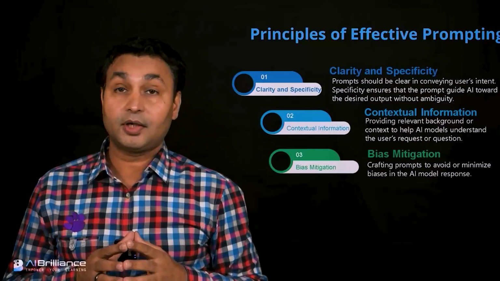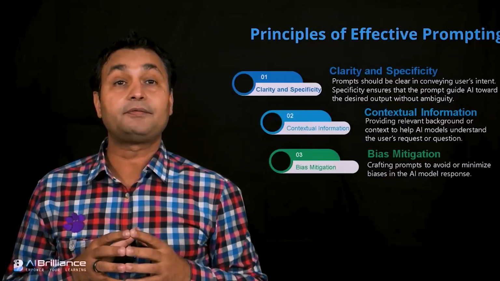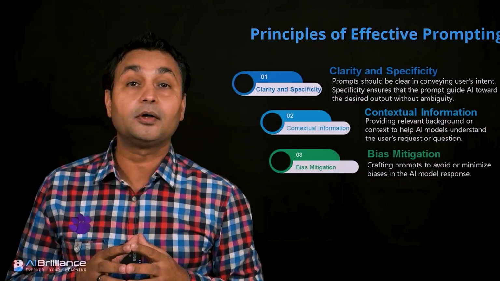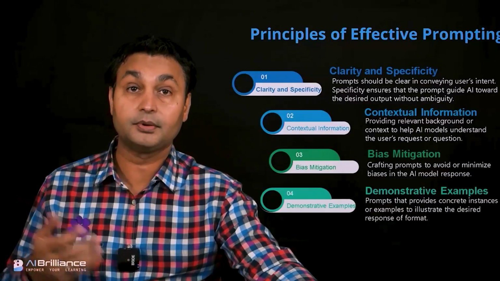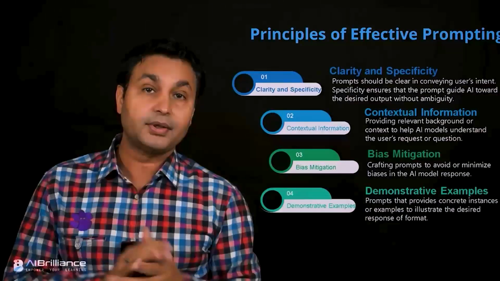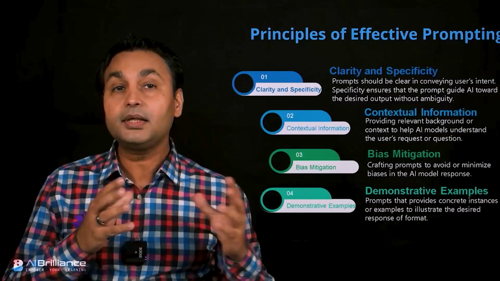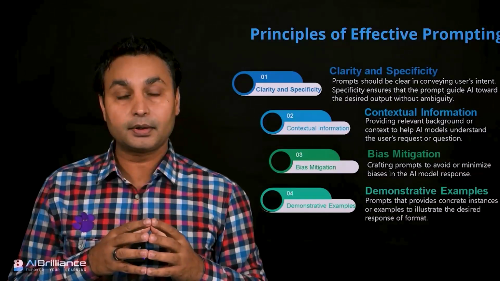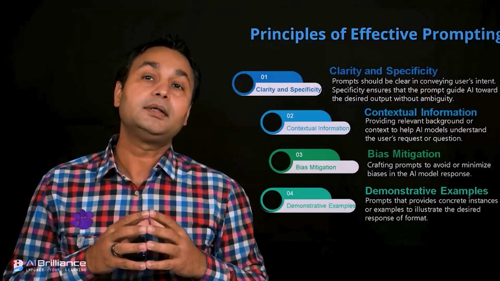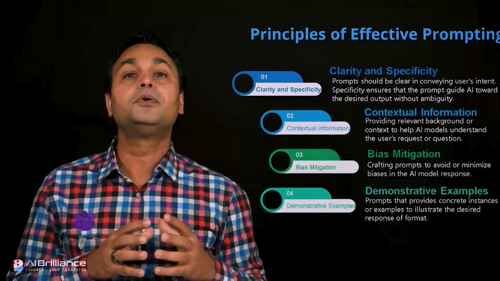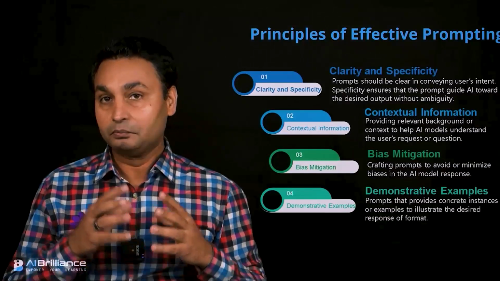Bias mitigation, and this is a topic that we'll be talking about. We need to craft prompts that can avoid or minimize the biases in the AI model responses. That's another principle. Then demonstrative examples. Prompts that provide concrete examples or concrete context to the interface so that it can understand what you're asking for are going to be very effective in most cases.